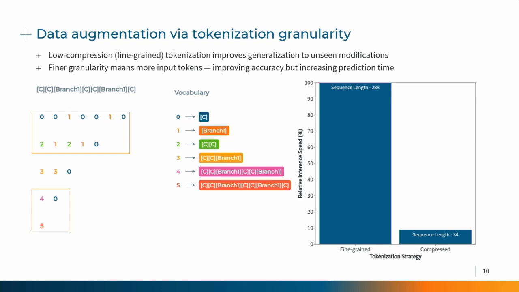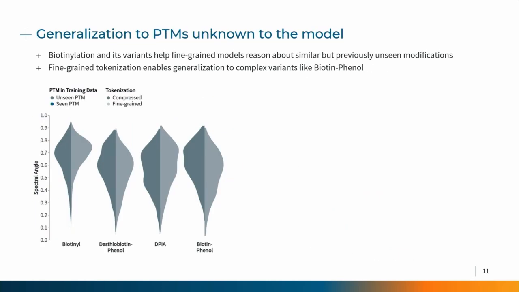But to look at this in more detail, let's look at an actual example of how these two models can generalize on PTMs that are unknown to them. In the first experiment, we took both the high compression model as well as the fine-grained tokenization model and showed exactly the same training dataset to both of them. However, we have hidden biotinylation and all the variants of biotin modification from the training. And you see the evaluation of these two models using spectral angle, and the closer the spectral angle to 1, the better the performance of the model.